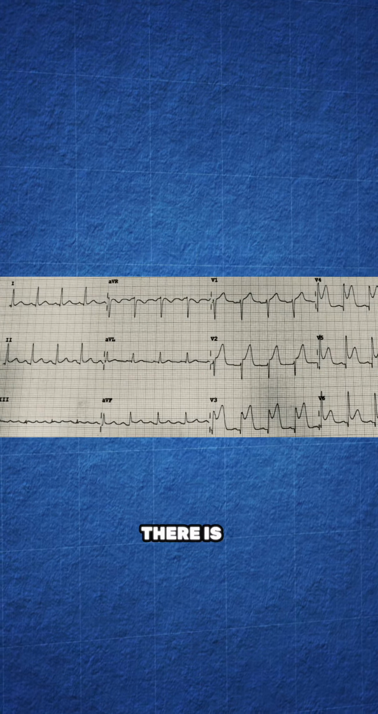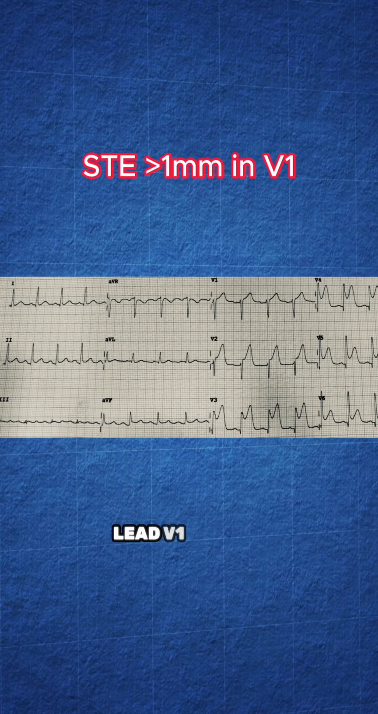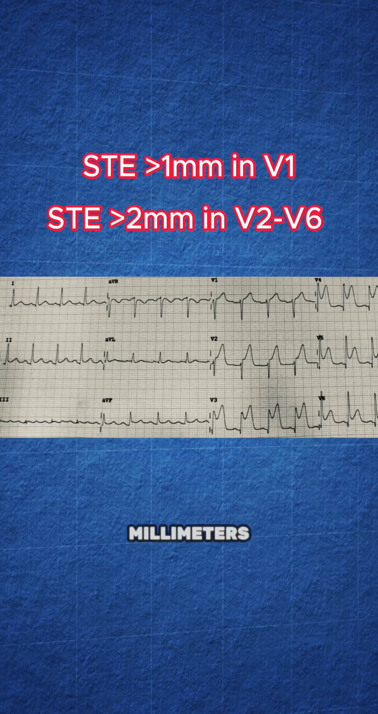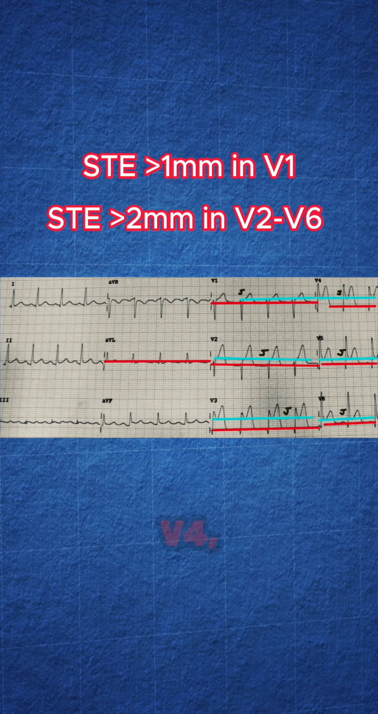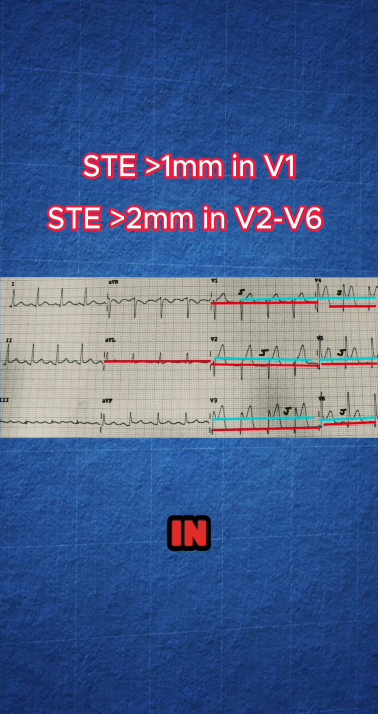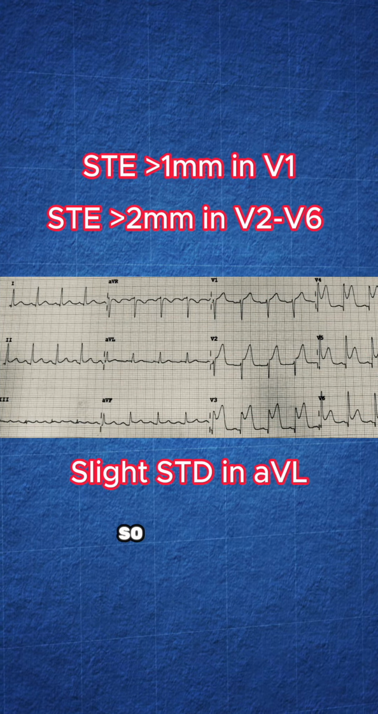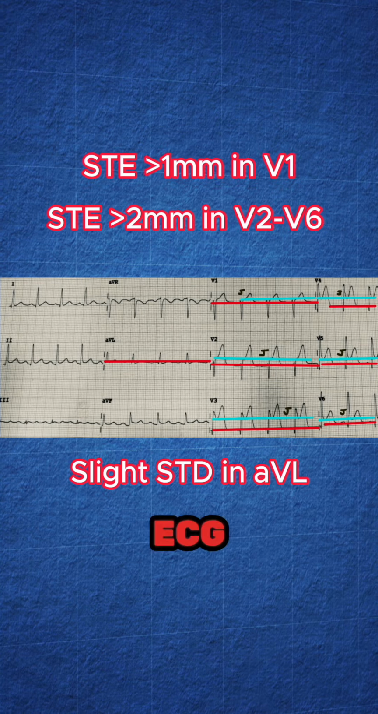In this ECG, there is ST segment elevation in lead V1 of more than 1 millimeter and ST segment elevation of more than 2 millimeters in lead V2, V3, V4 and V5, also in V6. And there is a slight ST depression in the lead AVL. So it is fitting all of our ECG criteria.